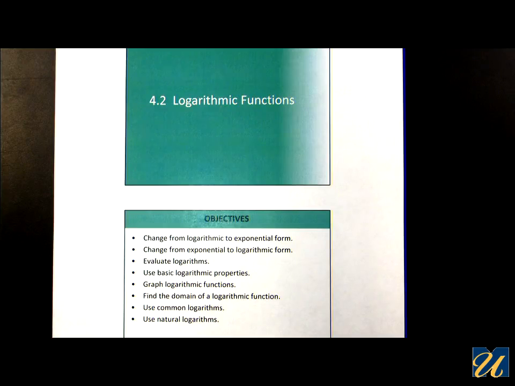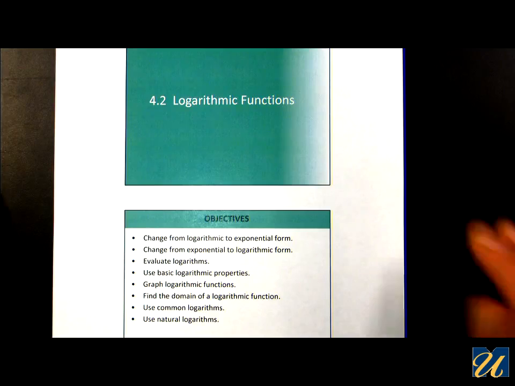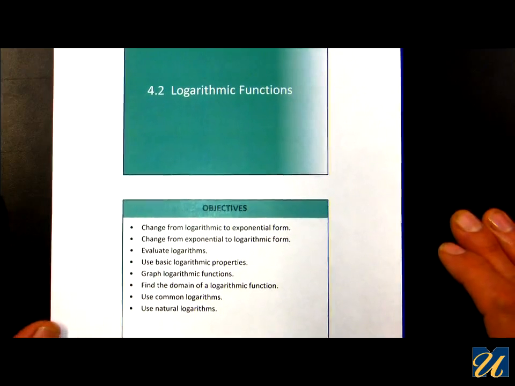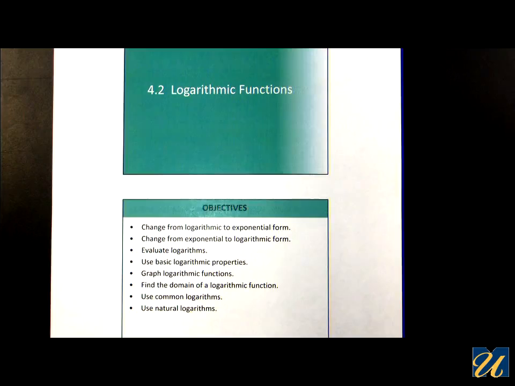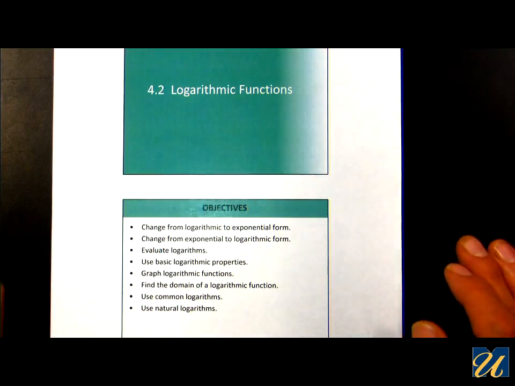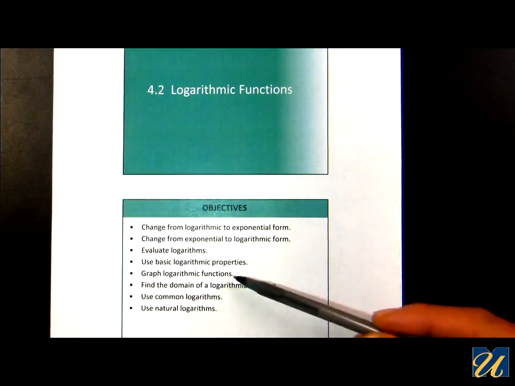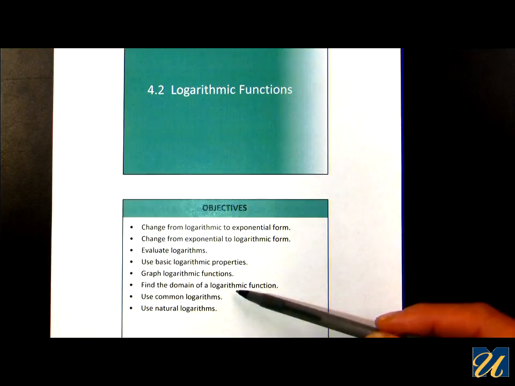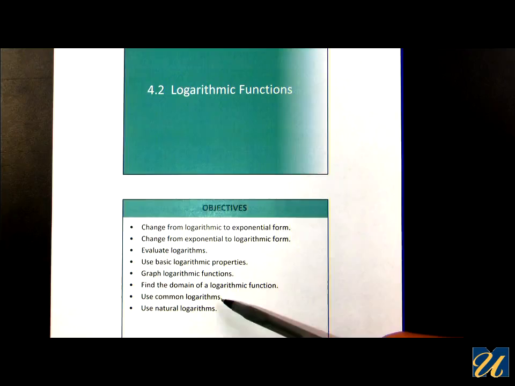Chapter 4, Section 4.2. Logarithmic functions. The objectives include changing from logarithmic form to exponential form and vice versa, evaluating logarithms, using basic properties of logarithms. We will also look at their graph and discuss the characteristics of the graph, such as domain, range, the types of asymptotes that they may have. We'll evaluate and look at the difference between the natural log and the common logarithm.